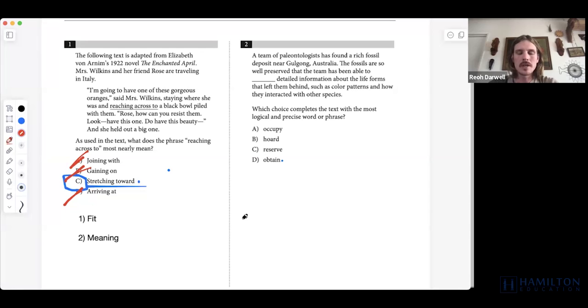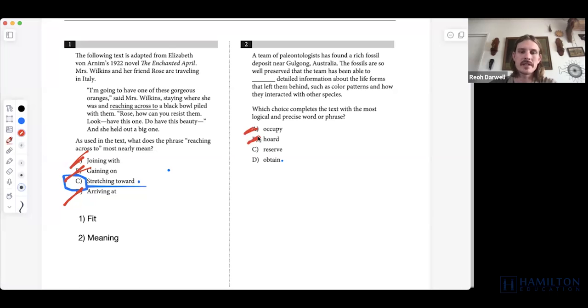Question 2 on module 2 is another word in context question. This time we're looking to fill in a blank. So we're looking for a word that most logically and precisely finishes the text. There is only one word that works here, though there isn't really a synonym or anything that fits. A lot of times we're looking for a synonym, but there's really nothing here. For the most part, we want to be working by process of elimination. To occupy detailed information would be to be in there. If we occupy something, we're inhabiting it, we're inside of it.